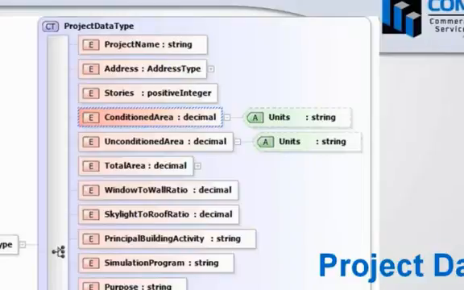And then for some of the numeric values where you would want to specify the units, the way we've handled that in the schema is to define an attribute called units. So for things like condition area, you want to know whether it's square feet or square meters or so forth.